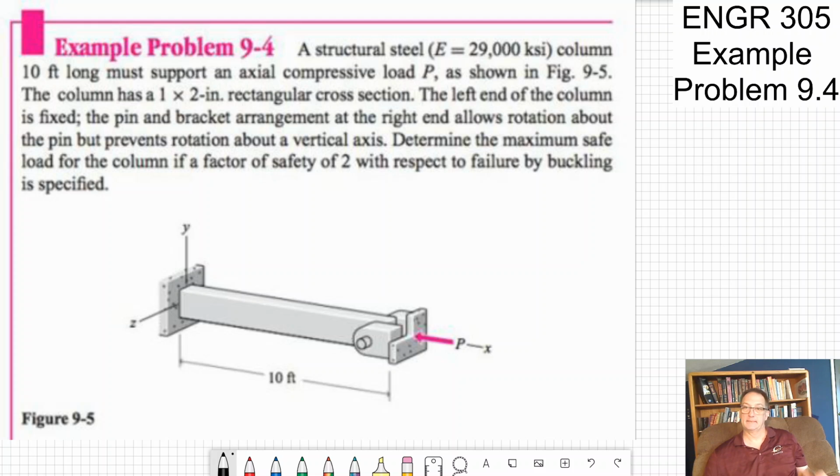But okay. We'll solve it both ways. We'll solve it one way, we'll figure it out. Here you go. But they also want a safety factor of 2.